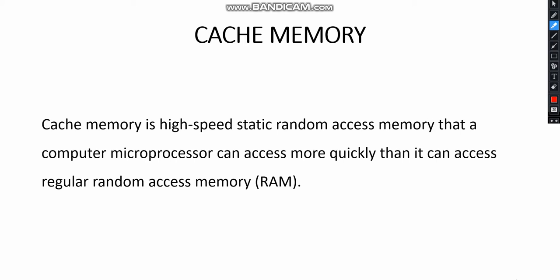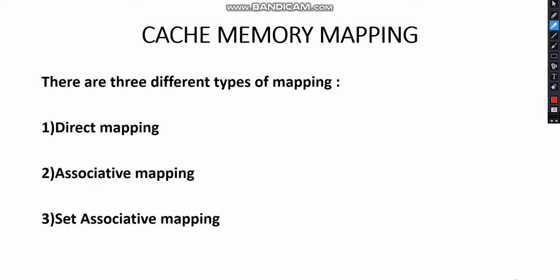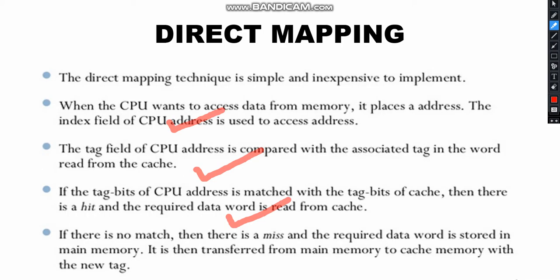A cache is a small and very fast temporary storage memory. It is faster than RAM, and the data that are most recently or most frequently used by the CPU are stored in cache. And what is cache mapping? Cache mapping is the method by which the contents of main memory are brought into the cache. There are three types of mapping techniques: direct mapping, associative mapping, set associative mapping. These mapping techniques will be explained in detail by my fellow friends. Thank you.